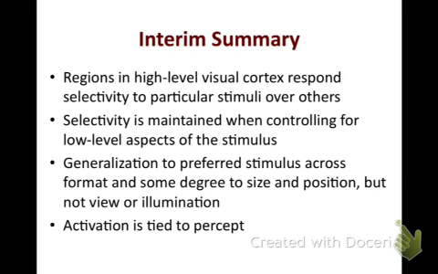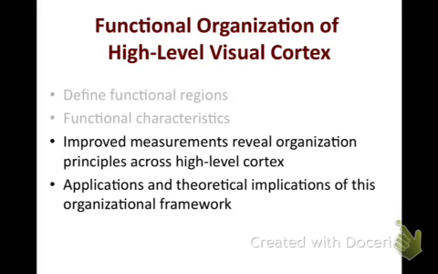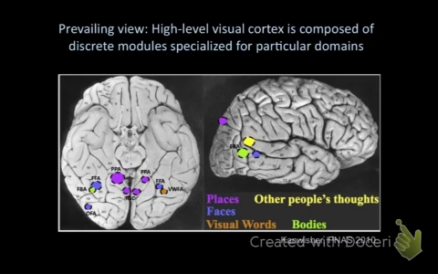So all this is good and interesting, but what I want to convince you is that as a field we want to move to a more precise and quantitative model of high-level visual cortex. One of the issues is that the prevailing model of high-level visual cortex is something like this. Basically, this is a picture from Nancy Kanwisher's review in PNAS from two years ago.